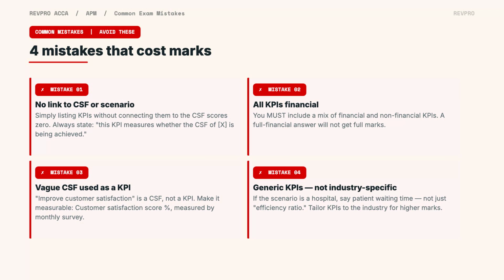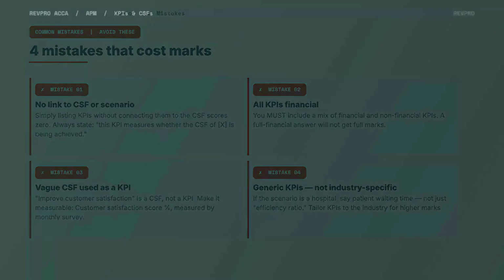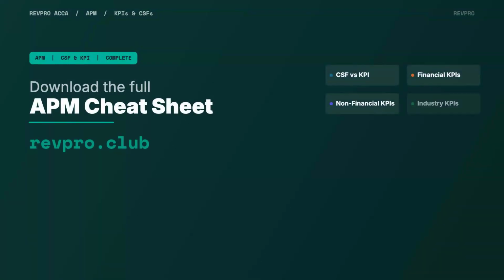Mistake 4. Generic KPIs that could apply to any business. If the scenario is a hospital, say patient waiting time, not just efficiency ratio. Industry-specific KPIs score more marks. That covers the full APM KPI and CSF framework.